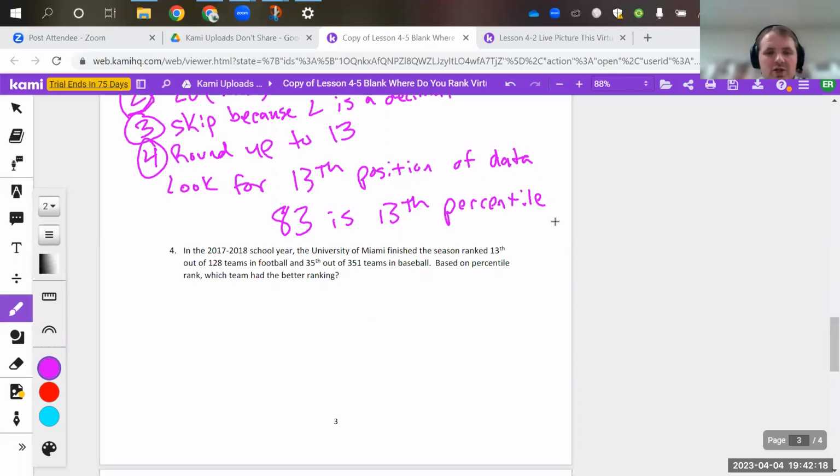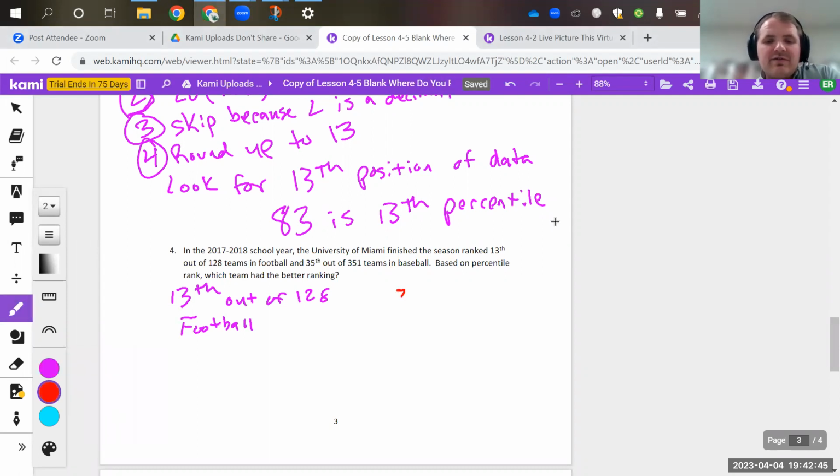Okay, so looking at this question, I'm just gonna copy down the actual percentages and stuff off to the side. So it says the University of Miami had a team in football ranked 13th out of 128, and again, that was for football. And it looks like they had another team, baseball, ranked 35th out of 351 for baseball. So I'm trying to color code this to keep these guys separate.